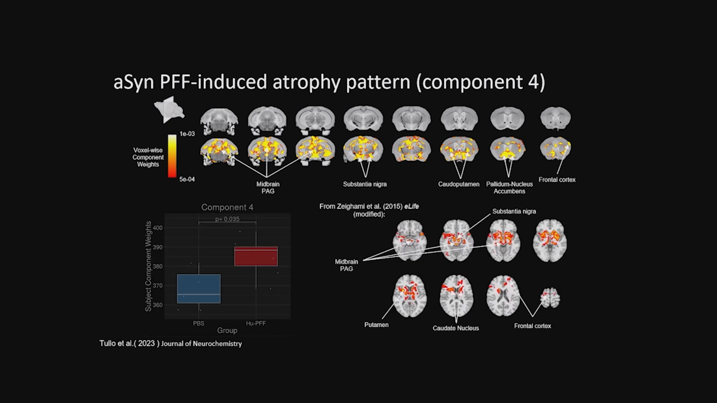And this very much is in line with what we see in humans. This is beautiful work done by Yashar Zagami, who's now a professor at the Douglas Research Center as well, showing that similar regions atrophy to the ones we see in animal models, giving us some sense of translatability of this model.